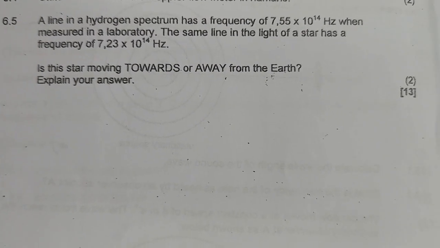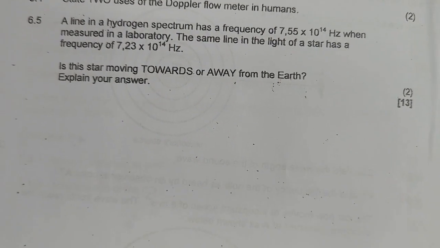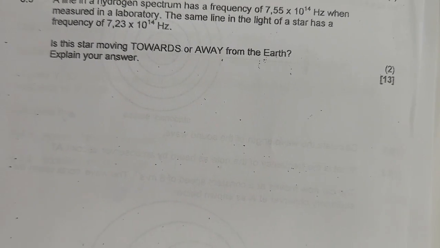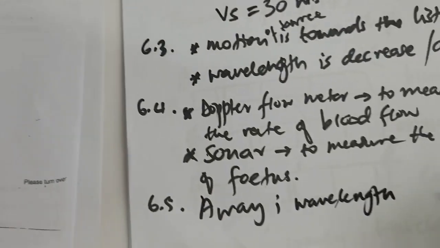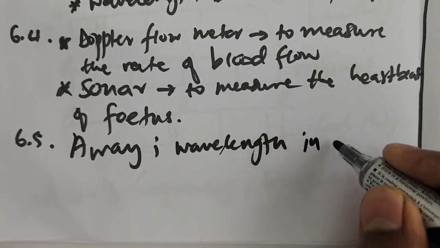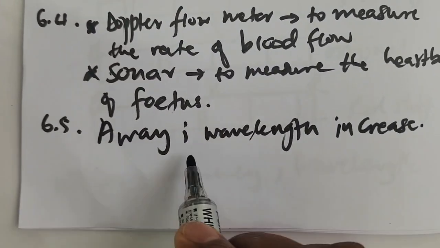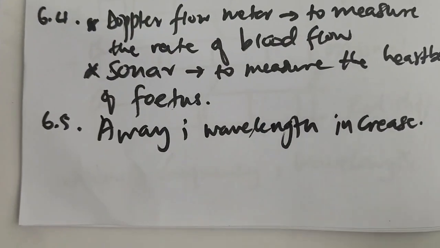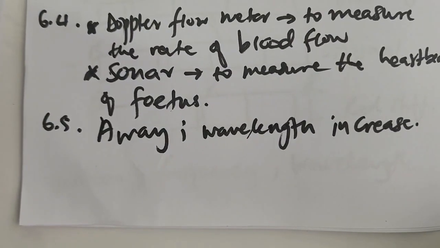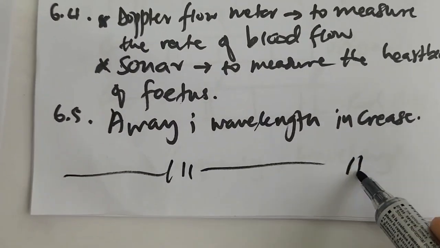Explain your answer. Because we already know that the frequency is decreasing, we are left with wavelength. Therefore, the wavelength increases. So the movement is away, and because they are saying the frequency is decreasing, the wavelength will increase. That is all for this question.